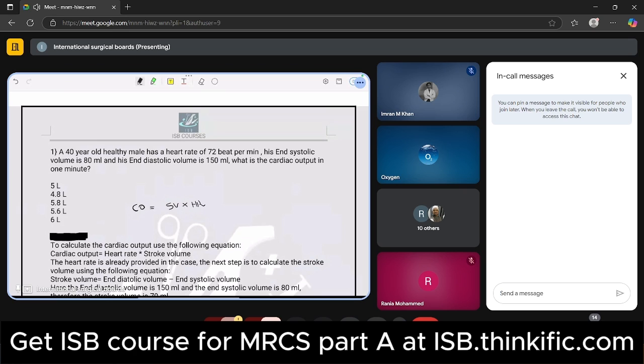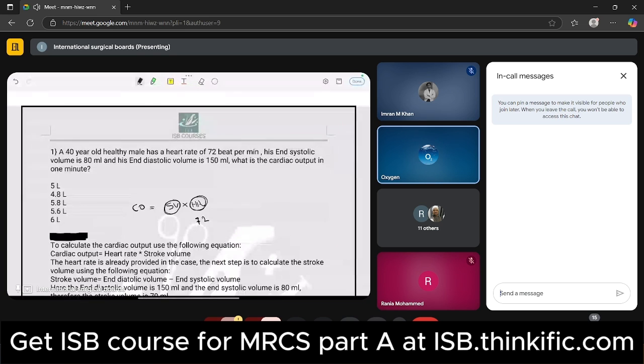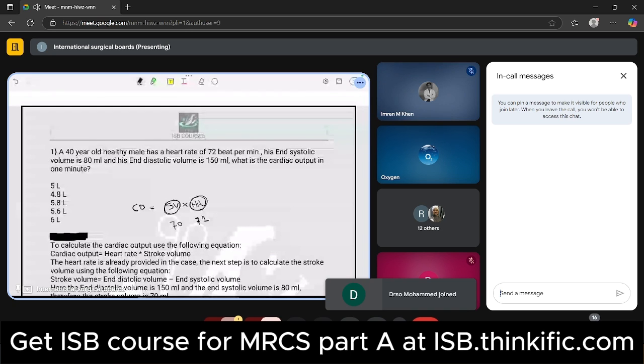Yeah, so cardiac output is the stroke volume times the heart rate, right? His heart rate is 72. His stroke volume is basically 150 minus 80, which is 70. Is that right? 70 ml. So it's about 5 liters. That's correct. What kind of factors affect the cardiac output?